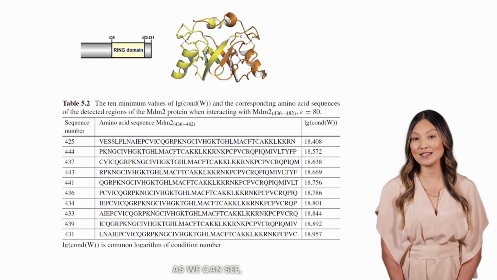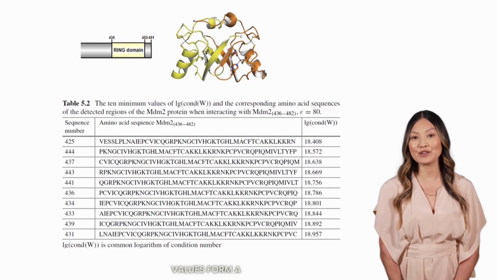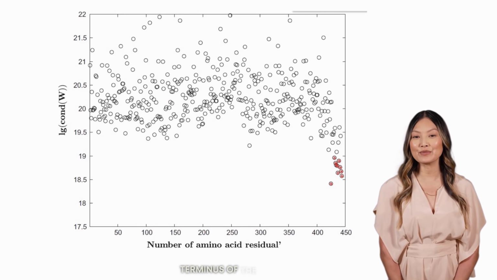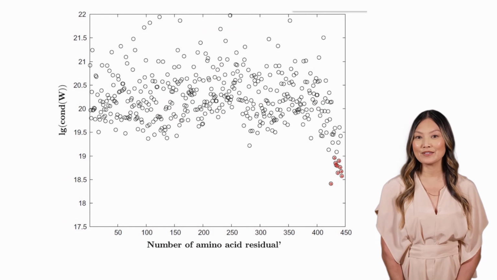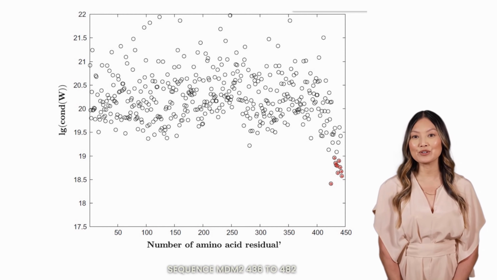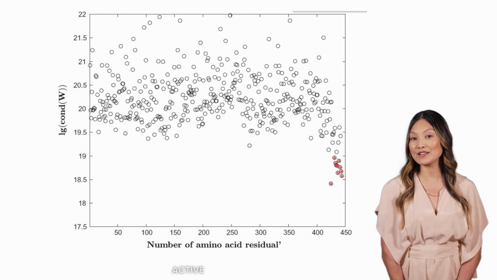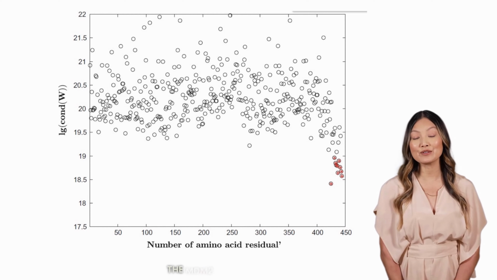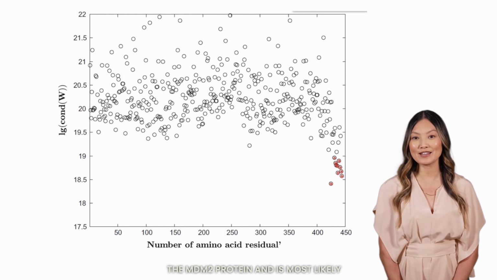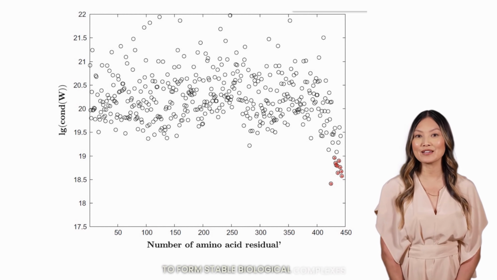As we can see, the set of minimum values forms a cluster from the C-terminus of the Mdm2 protein. Thus, it can be concluded that the sequence Mdm2 436 to 482 plays an active role in the dimerization of the Mdm2 protein and is most likely to form stable biological complexes in the C-terminus region of the Mdm2 protein.